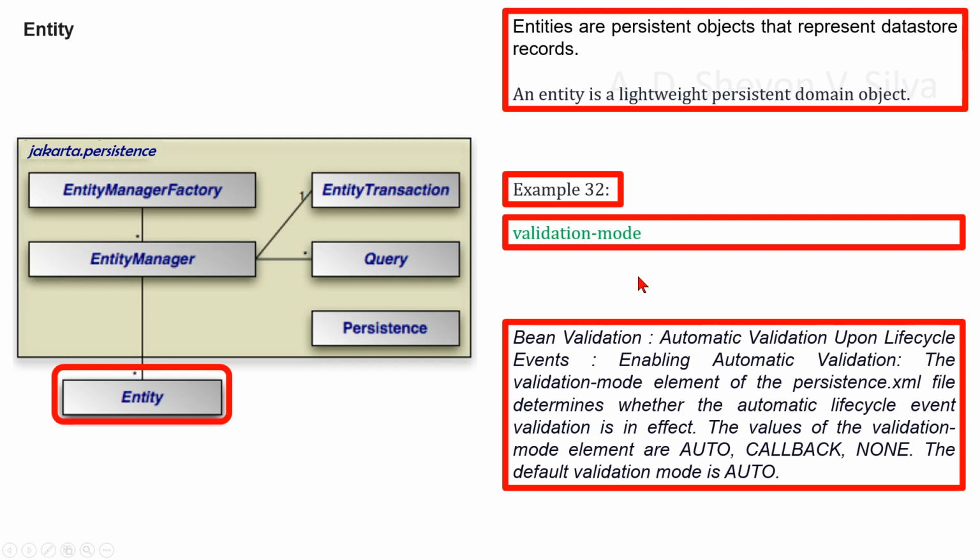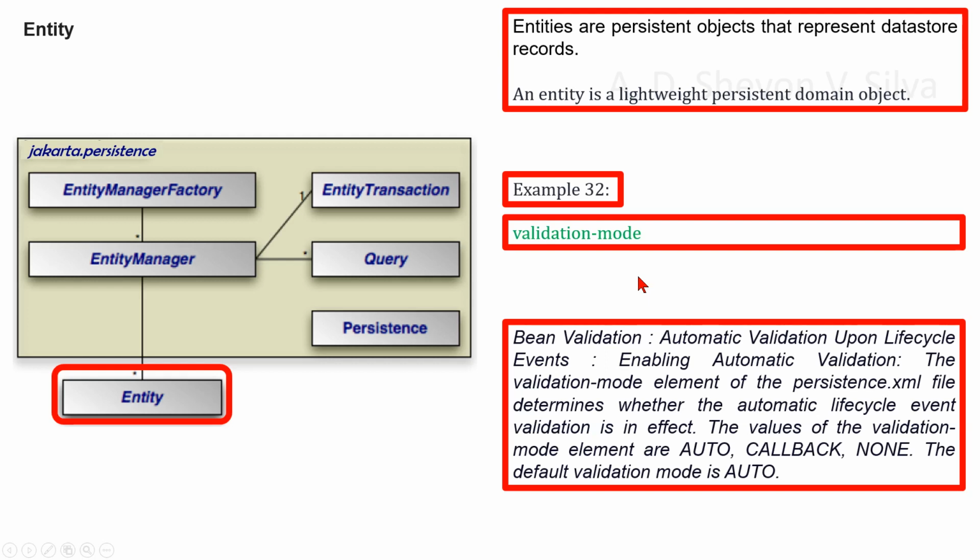If the application creates an entity manager factory using the Persistence.createEntityManagerFactory method, the validation mode can be specified by using the jakarta.persistence.validation.mode map key, which will override the default or the value specified or defaulted in the persistence.xml. The map values for this key are auto, callback, and none.